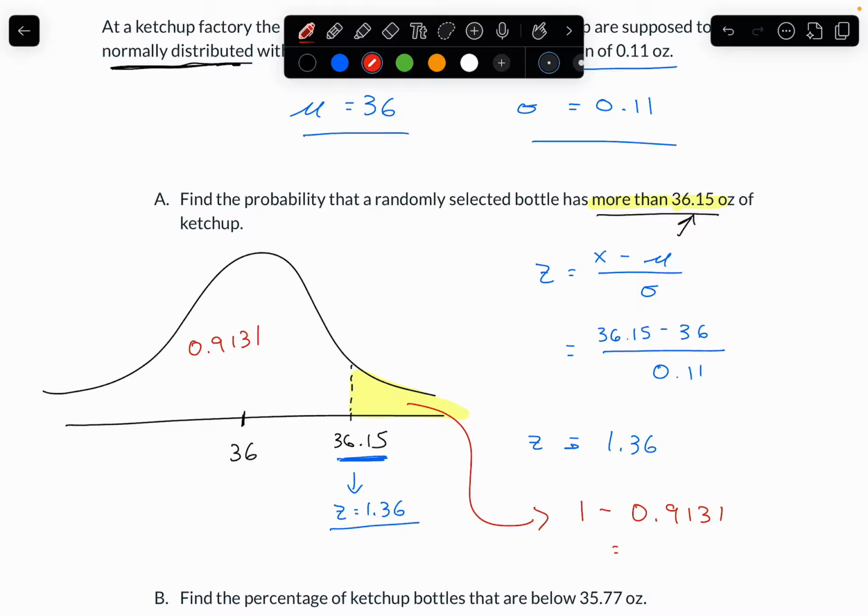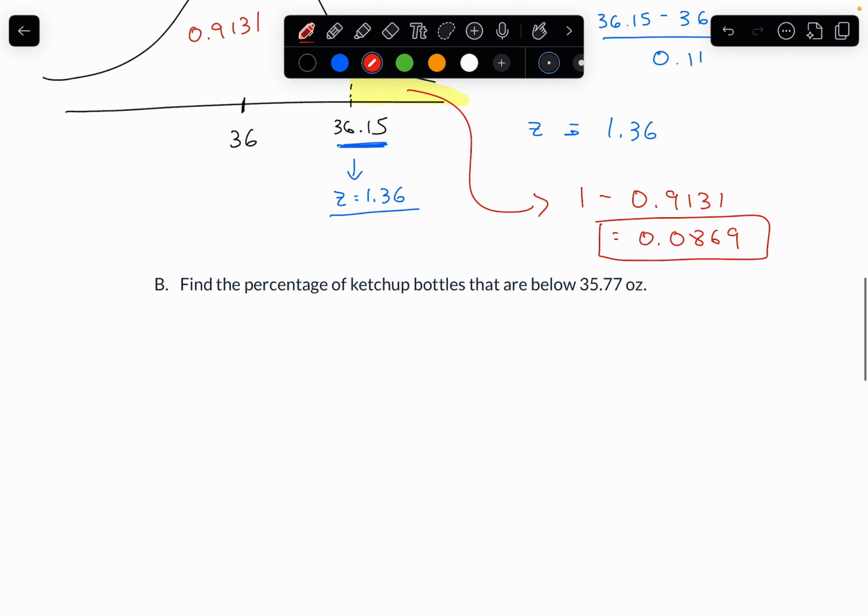And that will give me 0.9131, which gives me 0.0869. There is my probability. So we just have a couple of these extra added steps where we're going to have to find the z-score first, and then once we have that, we can use what we know about our z-tables to find the area corresponding to that. Let's take a look at a couple more here.